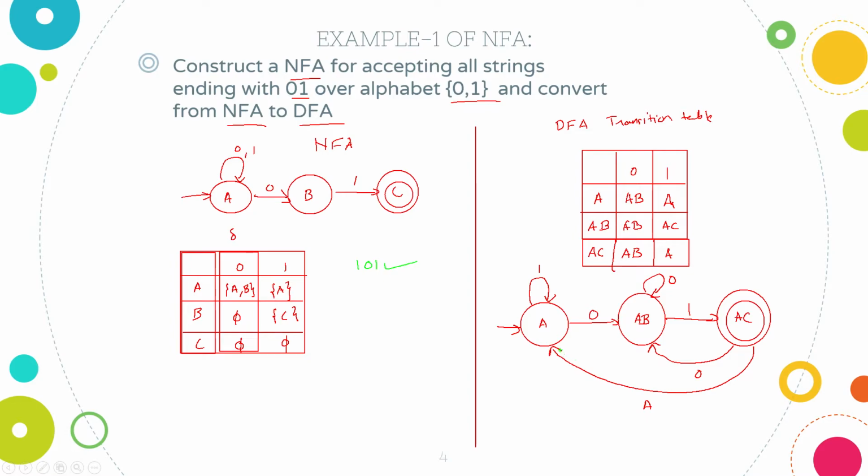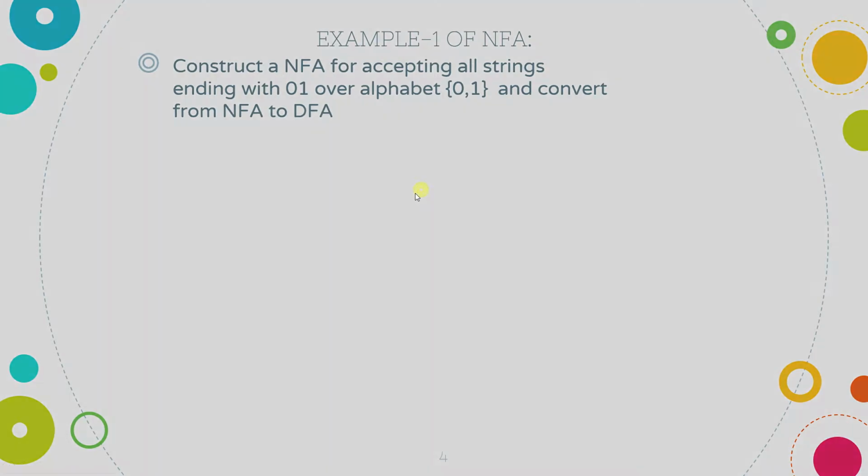Now what about the DFA? Let's try it for 101. You are in state A, you get a 1, you are still in state A, you get a 0, you go to state AB. You get a 1, you go to state AC. Now is state AC a final state? Yes. So this string is also accepted. So this is how we convert NFA to DFA. Okay. So I hope you got this example. Now let's solve the next example.